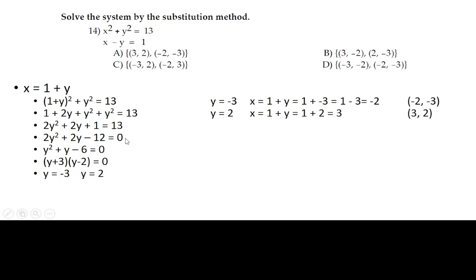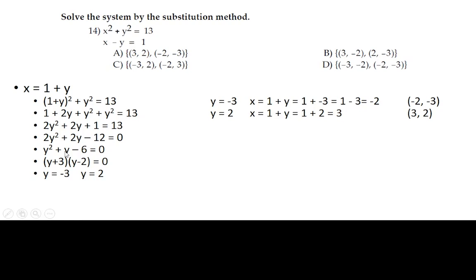We can divide both sides by 2. We can divide everything by 2 here. And that gives us y squared plus y minus 6 equals 0. We then attempt to factor. We need numbers that multiply to negative 6 and add to positive 1.